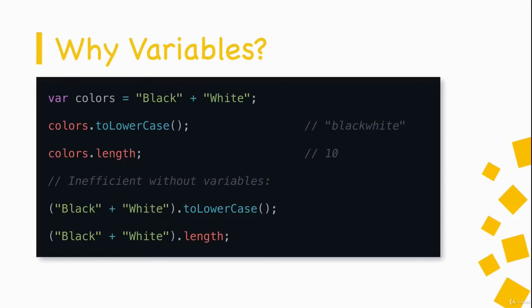Now the difference won't be that much when you're using just a handful of methods or properties. But in real life code, when you'll be using hundreds of methods and properties, you'll see that without variables, the code becomes very, very inefficient and hard to deal with. That's why we have variables, so that we can store values that we're going to be reusing later on.